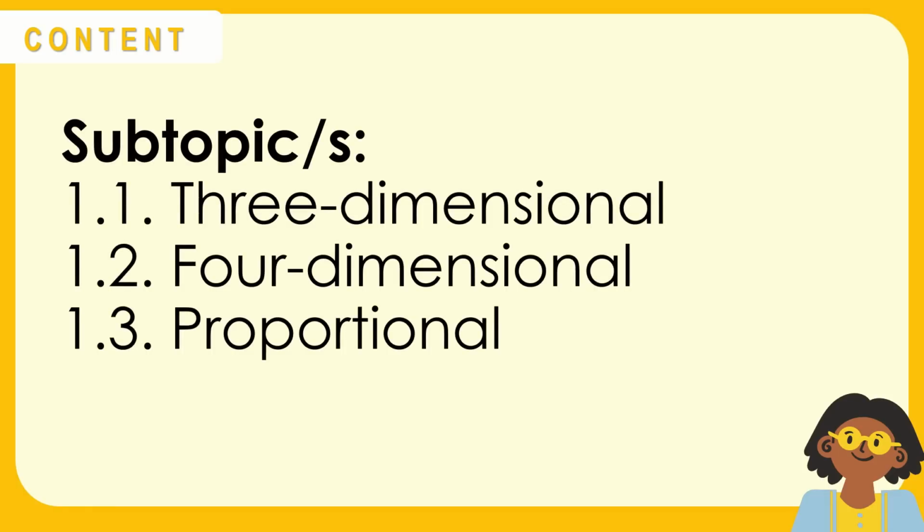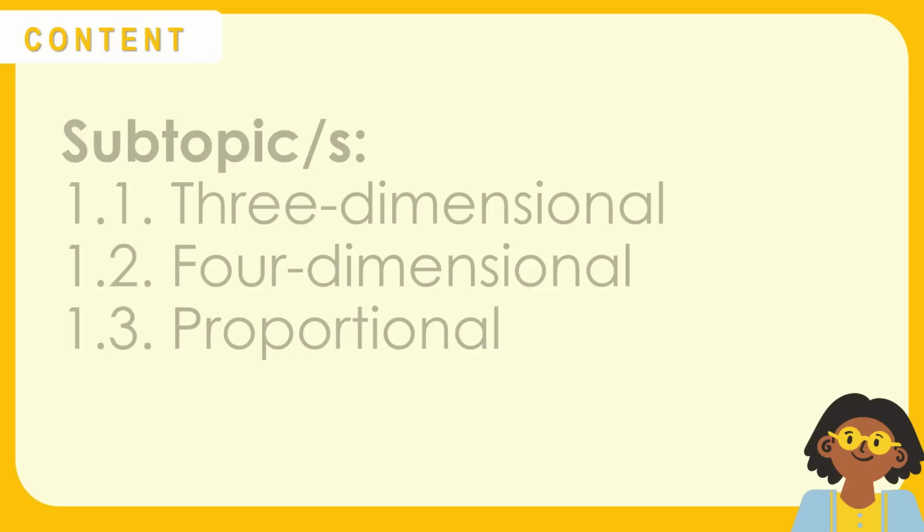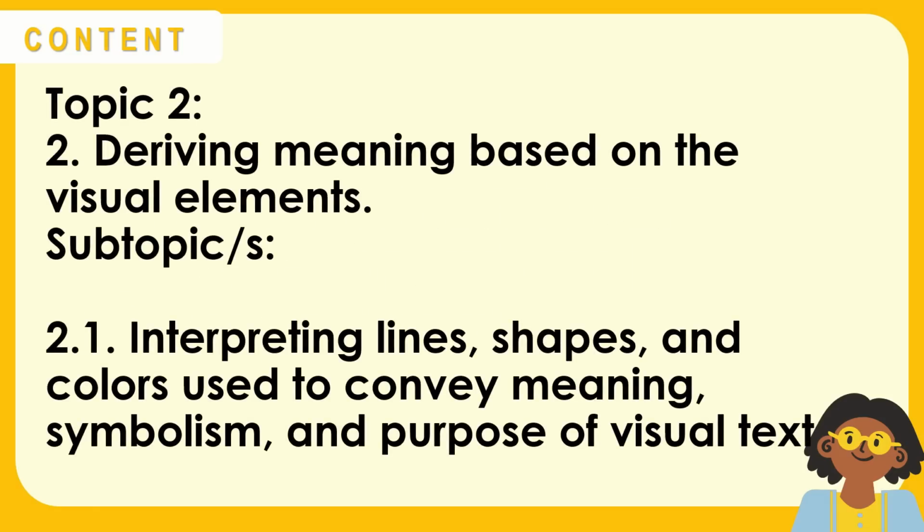Subtopics: 3-dimensional, 4-dimensional, proportional. Topic 2, Deriving meaning based on the visual elements. For the subtopics, interpreting lines, shapes, and colors used to convey meaning, symbolism, and purpose of visual text.